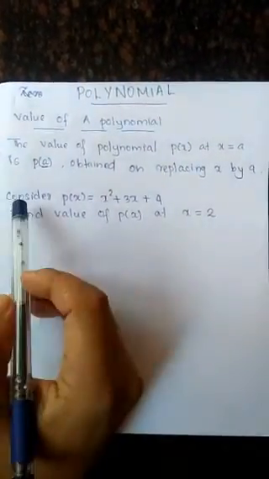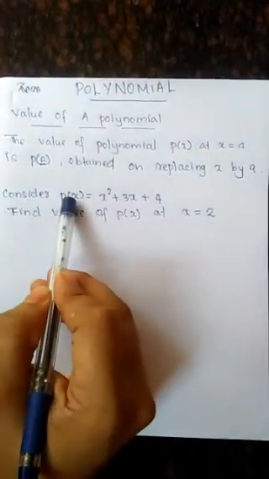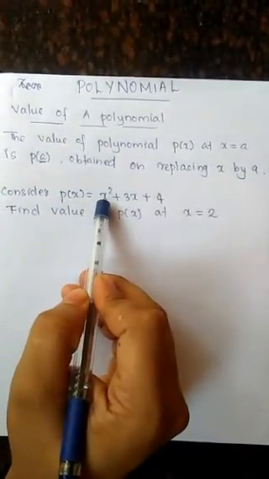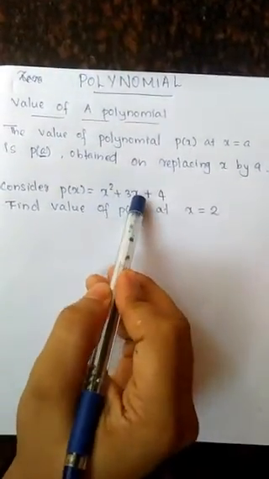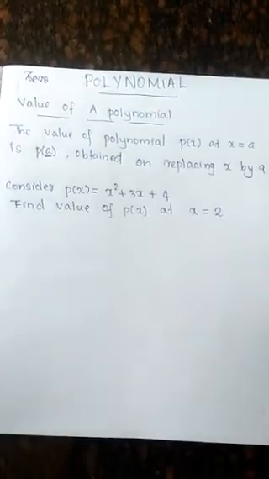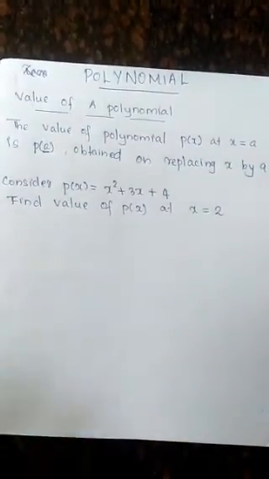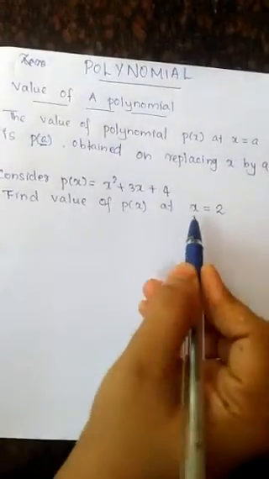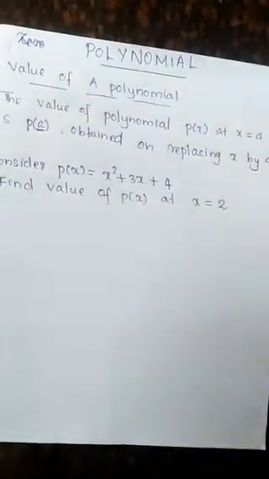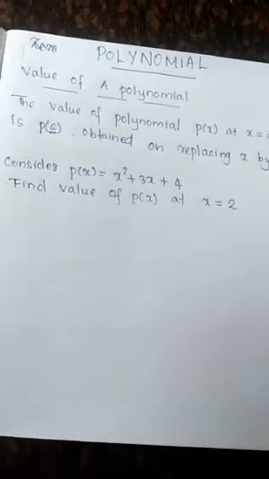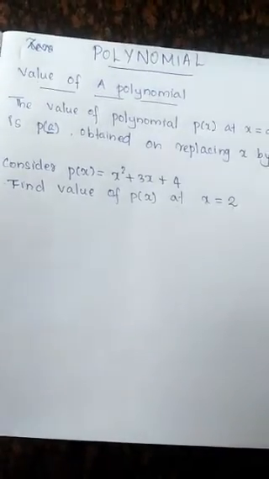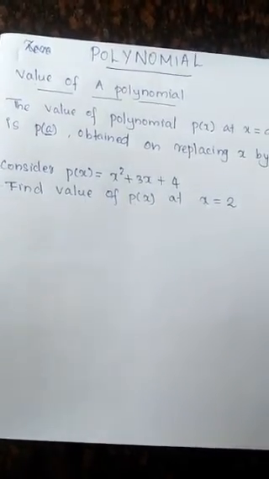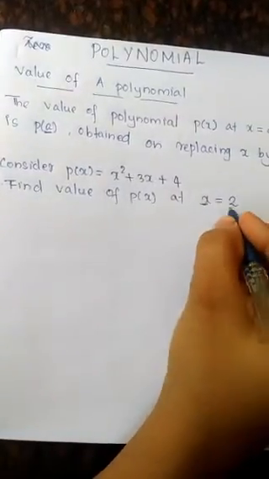Okay. So what is this? First, consider p of x equal to x raised to 2 plus 3x plus 4. This is the question given here. The question is: find the value of p of x at x is equal to 2. So how do we find the value of a polynomial? We can find the value of the polynomial when we replace x by 2.